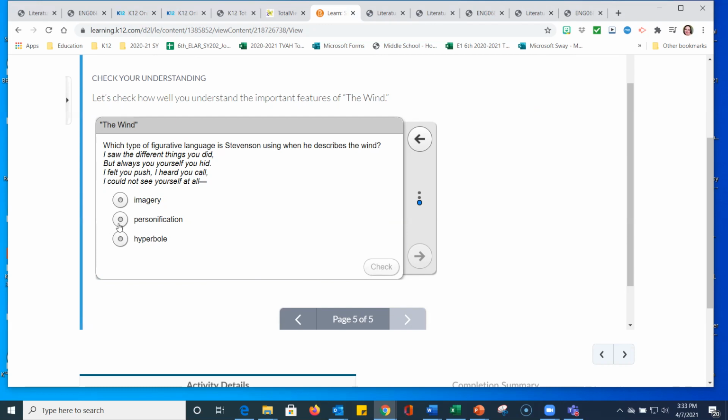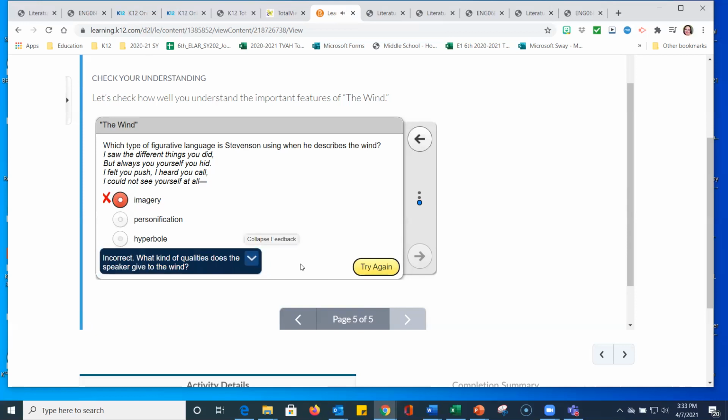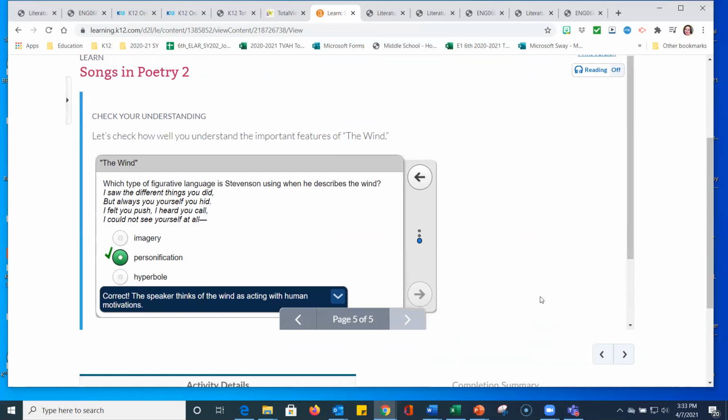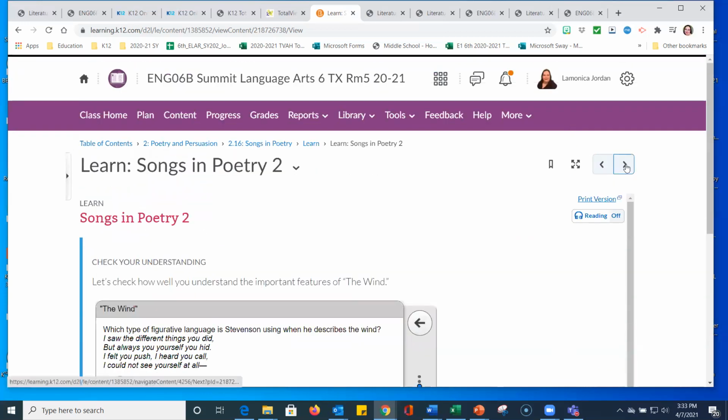All right, I think it is imagery. No, I got it wrong. Try again. Let's see. "I saw the different things you did, but always you yourself you hid. I felt you push, I heard you call. I could not see yourself at all." Personification. Yes. The speaker thinks of the wind as acting with human motivations, so that it's hiding itself. That's a human characteristic. All right. And now we're ready to move on to Module 3.